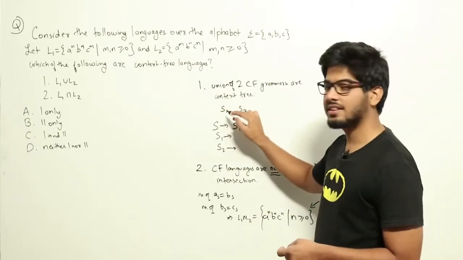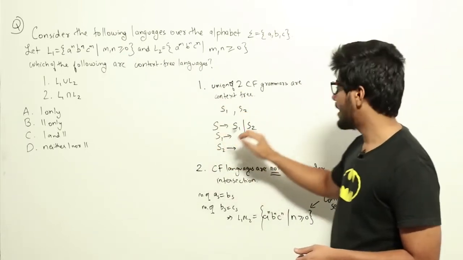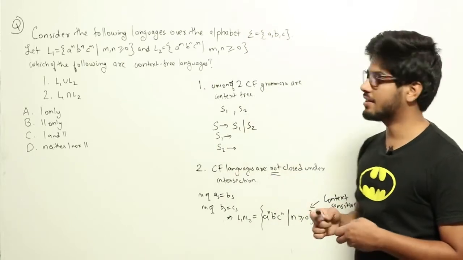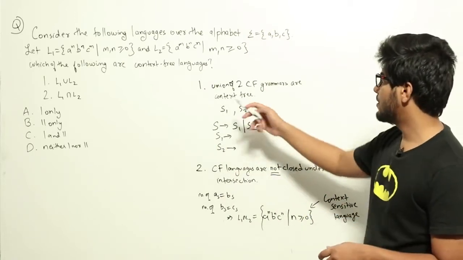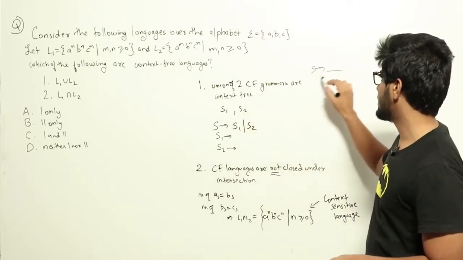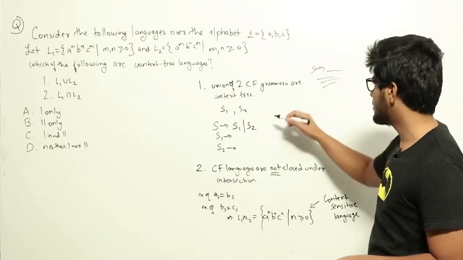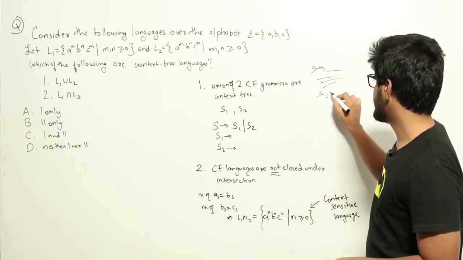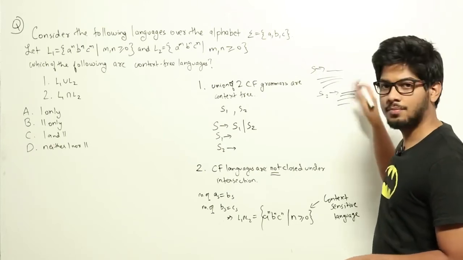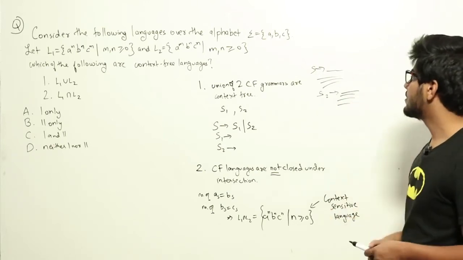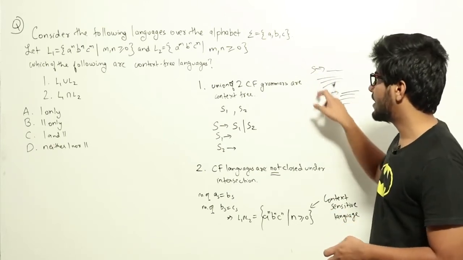Suppose S1 is the starting symbol for the first grammar and S2 is the starting symbol for the second grammar, let us suppose. Meaning the first grammar will look something like S1 gives something, etc., and a number of productions here. Similarly, S2 will also look like S2 gives something and some productions here. These are the grammars for the languages L1 and L2.